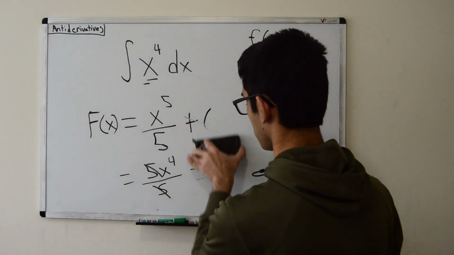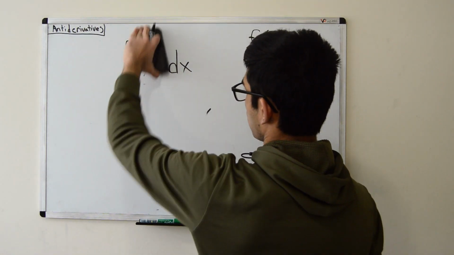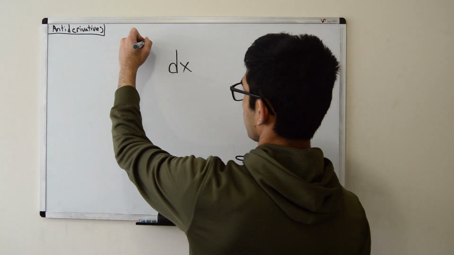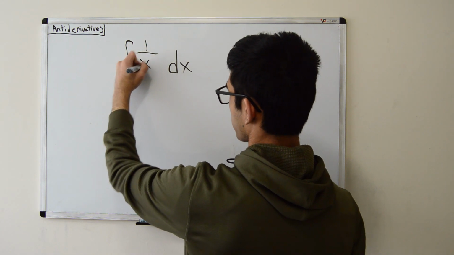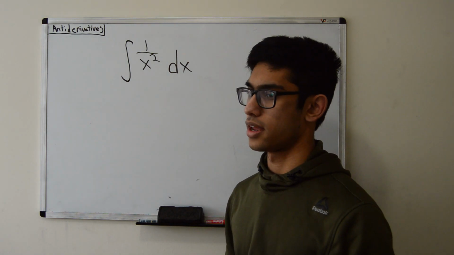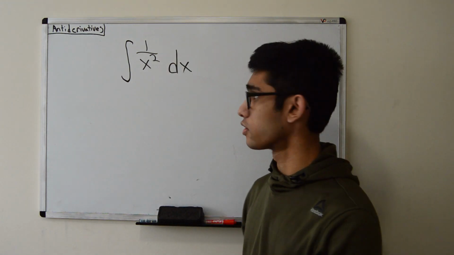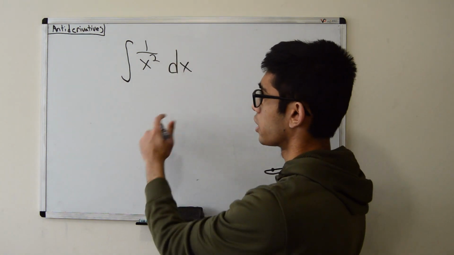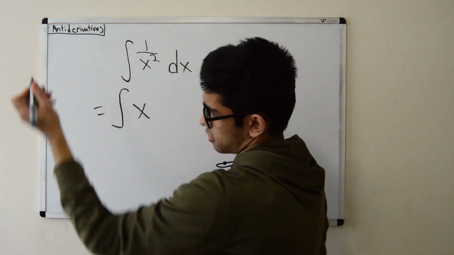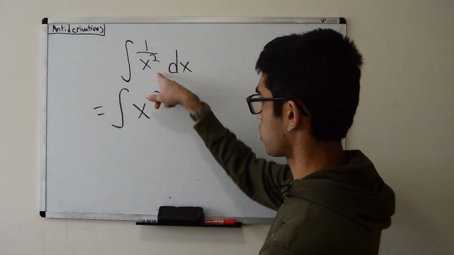So let's do one more example before I end the video. What if I had 1 over x squared? That does not look like an anti-derivative. That does not look like just a function to the power of something, like x to the power of something, normally. So what we can write this as, if you remember from exponent laws, I can bring this up here, can't I? This is the same thing as saying that.